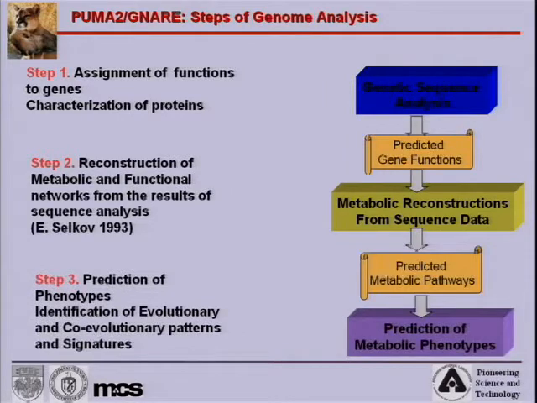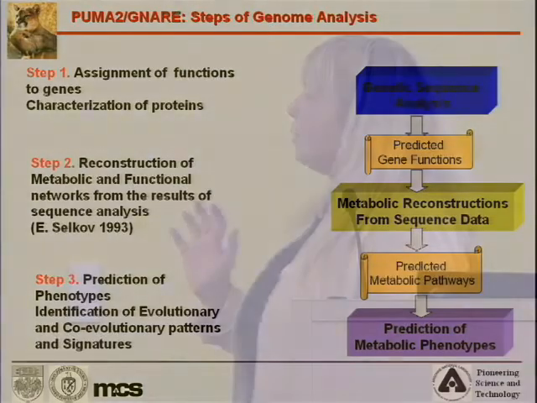And then my favorite part comes: how to predict the phenotypes, how to predict the physiological properties of the organisms, how to identify evolutionary and co-evolutionary patterns and signatures. And to do that, we need very efficient ways to do the pattern recognition, and it's better to be multidimensional pattern recognition. We don't have a lot of algorithms that we desperately need, and it should all be in a comparative framework.